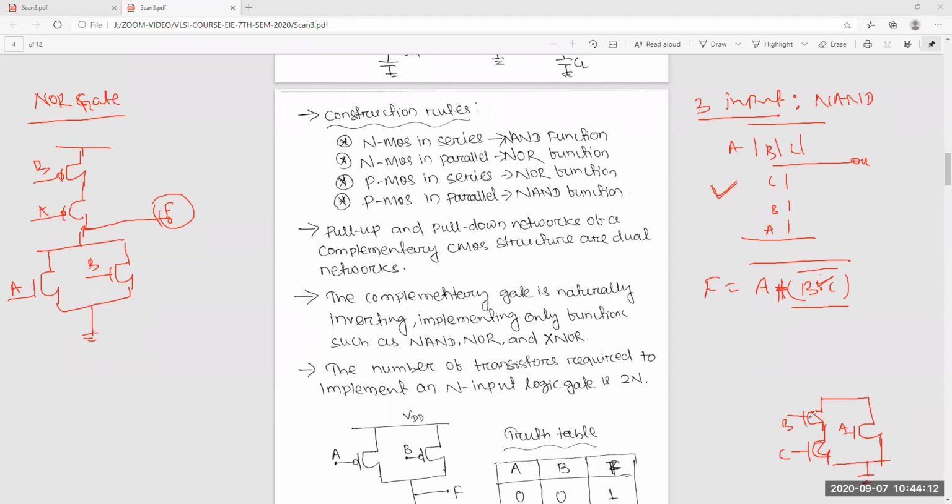Once you draw the pull down, then the pull up is the duality of this. So what you will do for that? B and C will be in parallel, and then BC in parallel is in series with A. So this is your output, this is nothing but the function of this whole circuit.